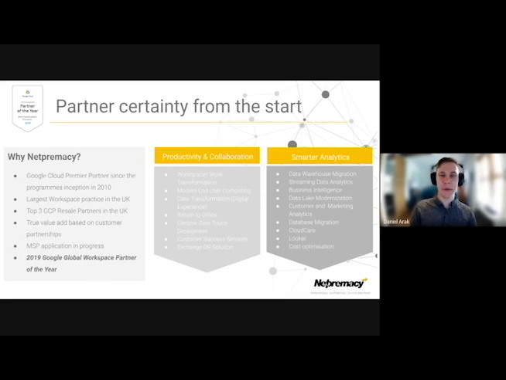We're also investing heavily into our GCP offerings, which Tom Anderson will be covering later. So don't want to steal your thunder, Tom. But also, when it comes down to the data, which is at the heart of every business, NetPremacy is really positioned to help organizations ensure that they're getting the most out of that data.